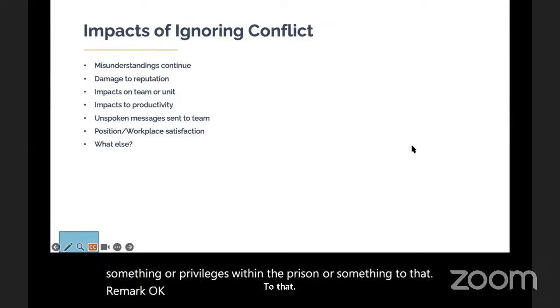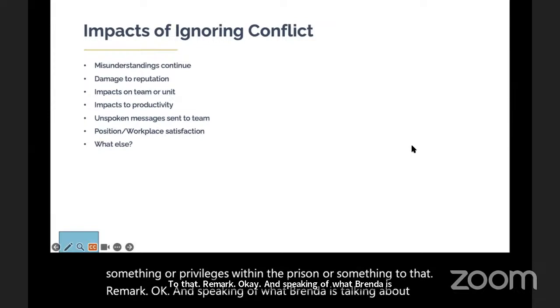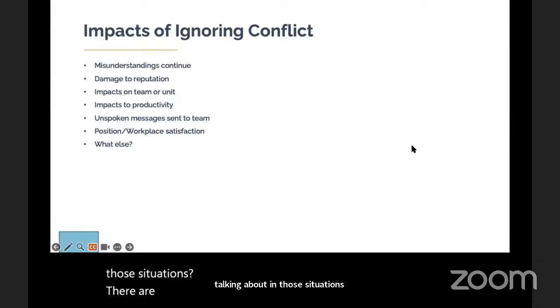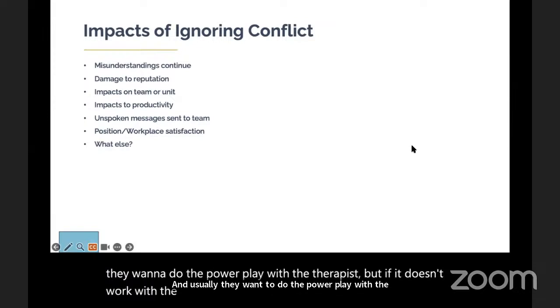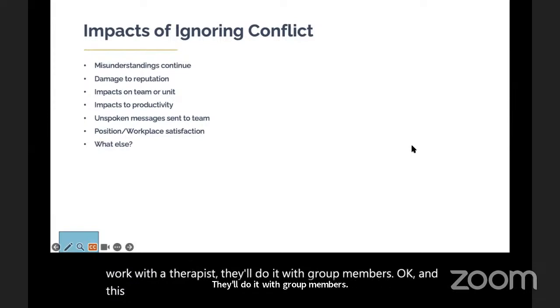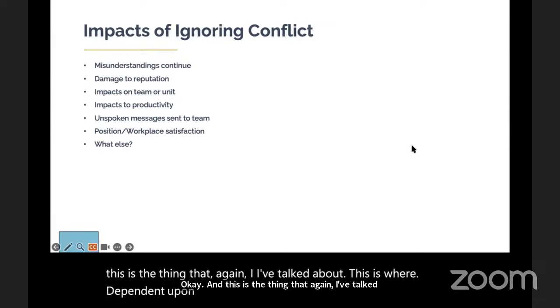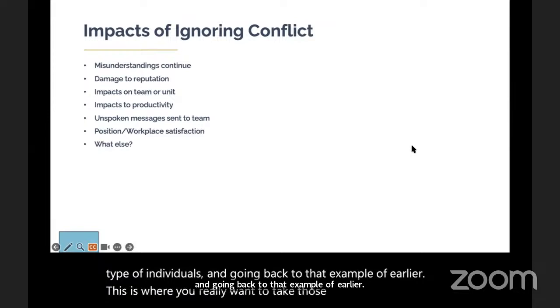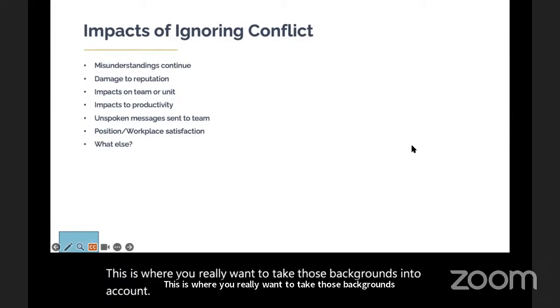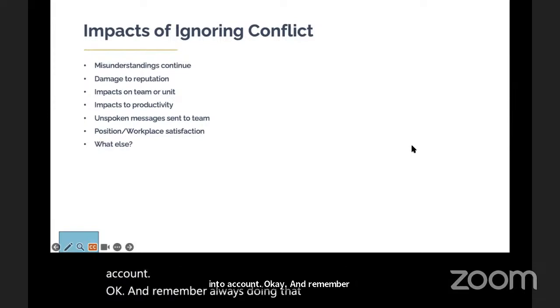And speaking of what Brenda is talking about, in those situations, there are individuals that want to do the power play. Usually they want to do the power play with the therapist, but if it doesn't work with the therapist, they'll do it with the group members. Depending upon the type of group and the type of individuals, you really want to take those backgrounds into account. And remember, always do that self-reflection and self-awareness.